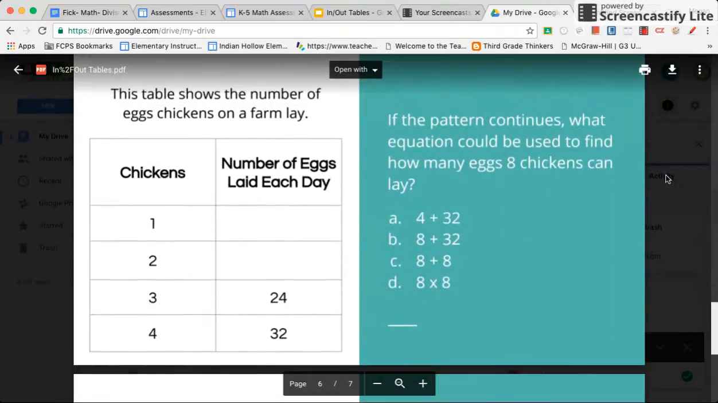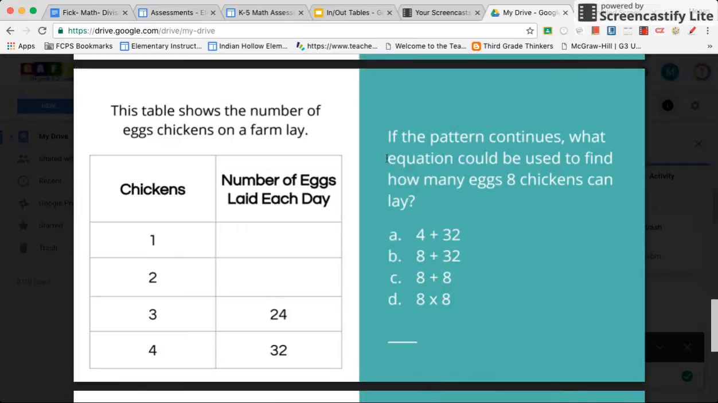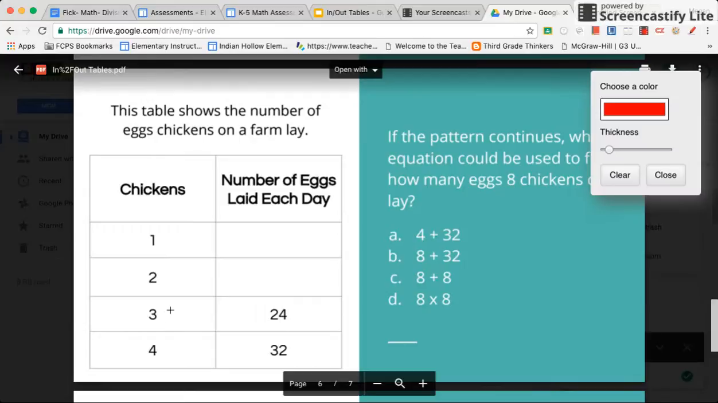Let's go ahead and do one more example together. So this table shows the number of eggs chickens lay on a farm. And this column has the number of chickens. This column has the number of eggs laid each day. And I'm going to see that to go from 3 to 24, we are increasing. And I'm going to go ahead and check out multiplication. I'm going to see what would I multiply by to get an answer of 24.